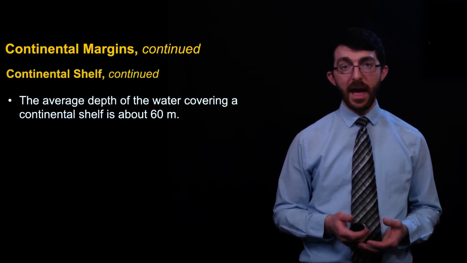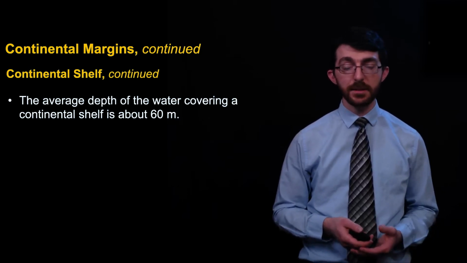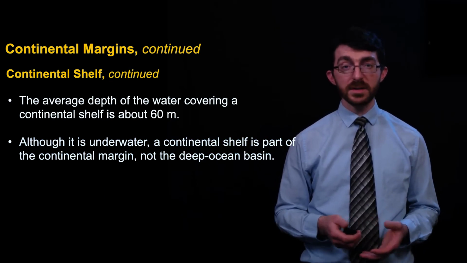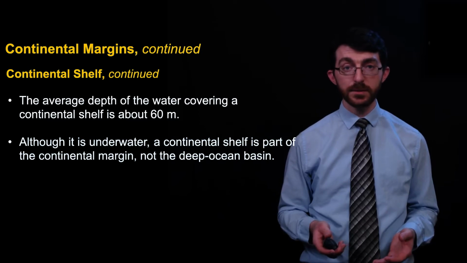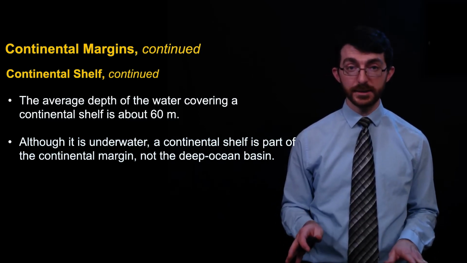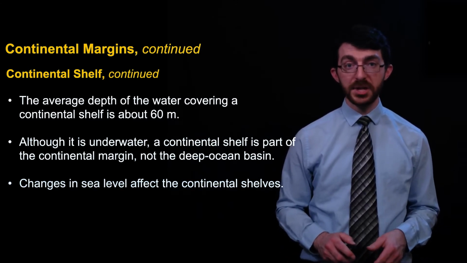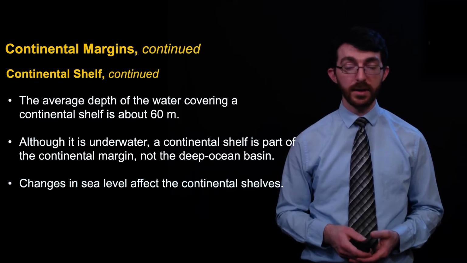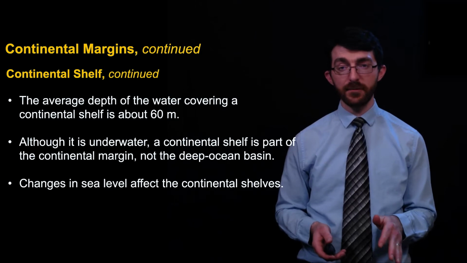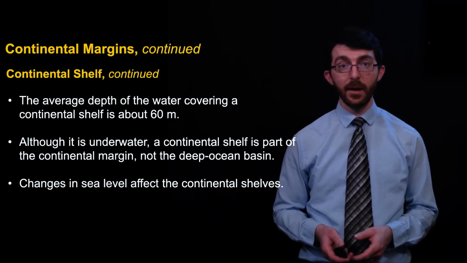Okay, so the average depth of the water covering a continental shelf is only about 60 meters. It's a little bit less than 200 feet. And although it is underwater, a continental shelf is part of the continental margin, not the deep ocean basin. Just a reminder that we're still on continental crust here. Changes in sea level affect the continental shelves. As you might imagine, it's right on the shoreline, which means that if the water level goes up or down a little bit, it could extend or retract the continental shelf.